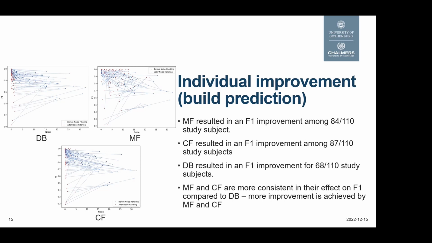And if you look at the F1 score improvement trends, we see very similar trends to those we captured in the recall, where the MF and the CF were more consistent than the DB again here.